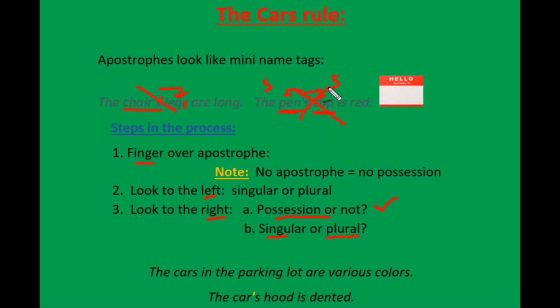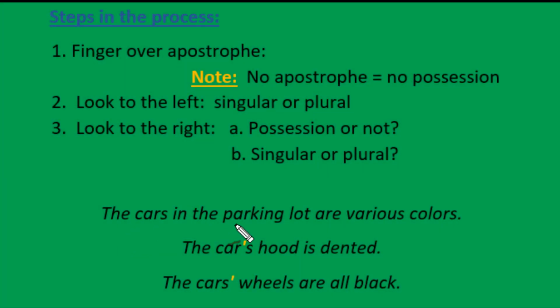When you use these 3 steps, the CARS rule becomes quite easy. Let's continue on and take a look at some more practice problems below. The next example, the cars in the parking lot are various colors. Remember, an apostrophe looks like a mini name tag. And here we have no apostrophe S. That means no possession. There's cars, multiple cars, plural, and they're just simply in the parking lot. There's no need to put an apostrophe S because they don't own or possess the parking lot.